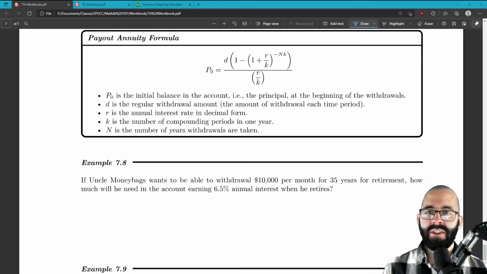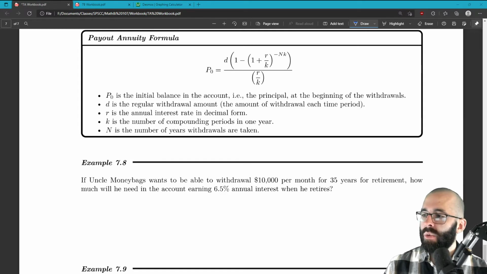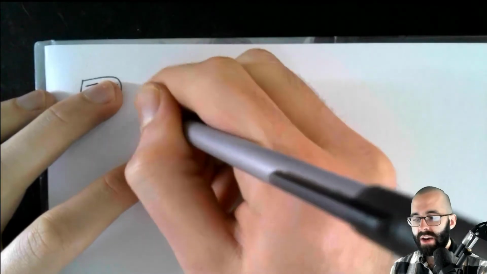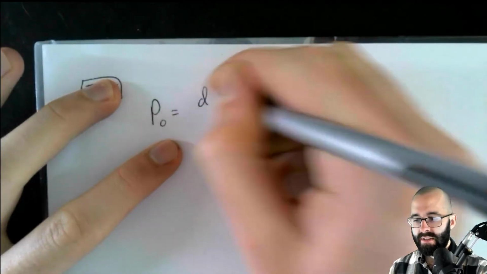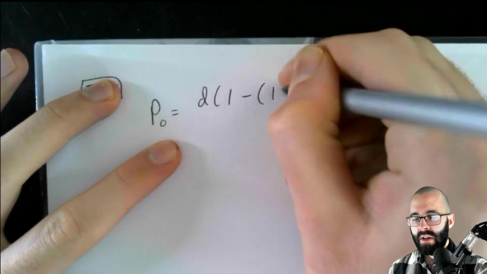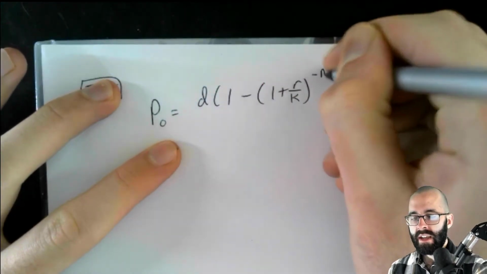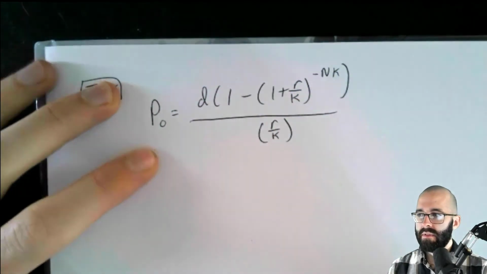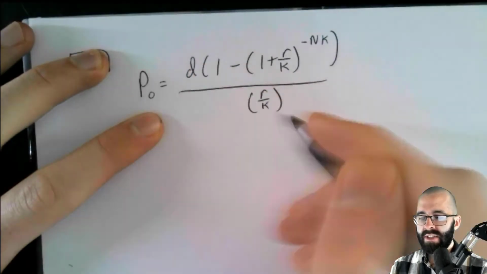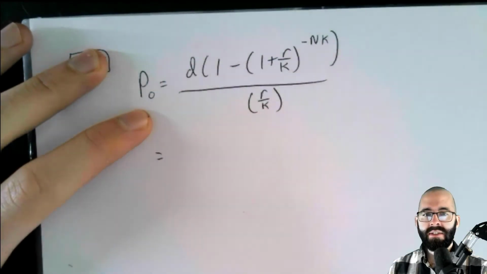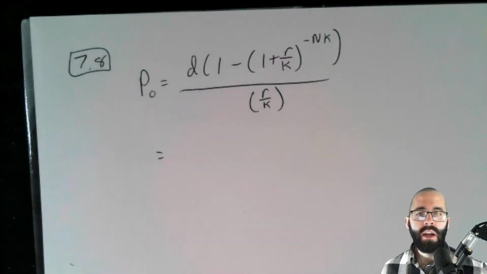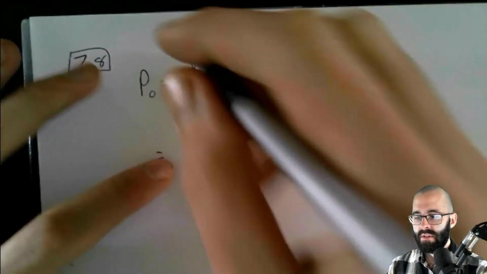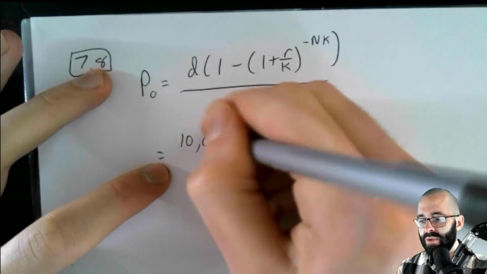First things first, this is a payout annuity. We're withdrawing every month from something that's earning interest. So we look at this formula and copy it down. Payout annuity: P naught is D times 1 minus 1 plus r over k to the negative nk, divided by r over k. Now we replace each of these with their values. D used to be our monthly payments, but now it's our monthly withdrawal. So he's doing $10,000 a month.